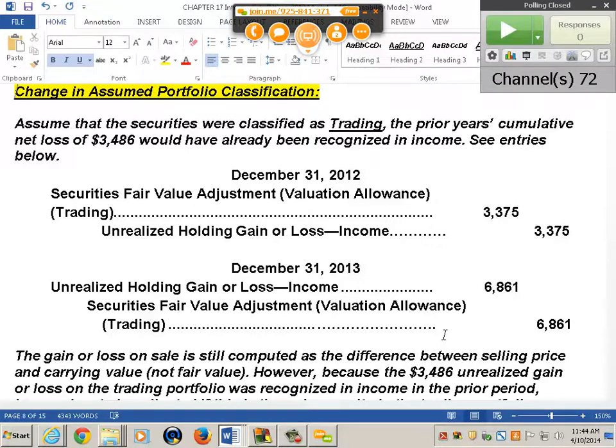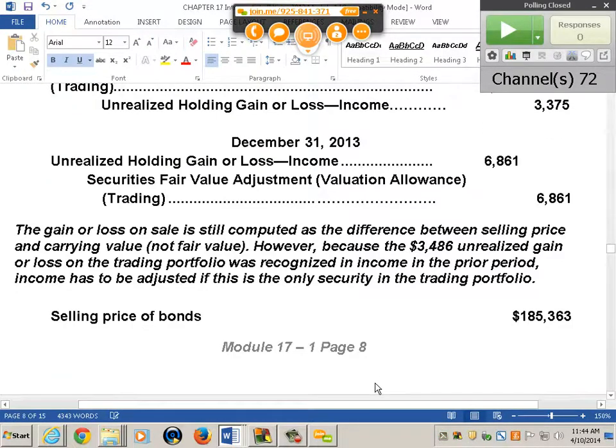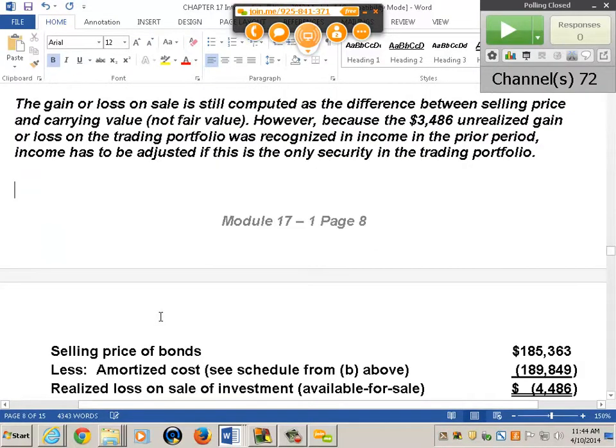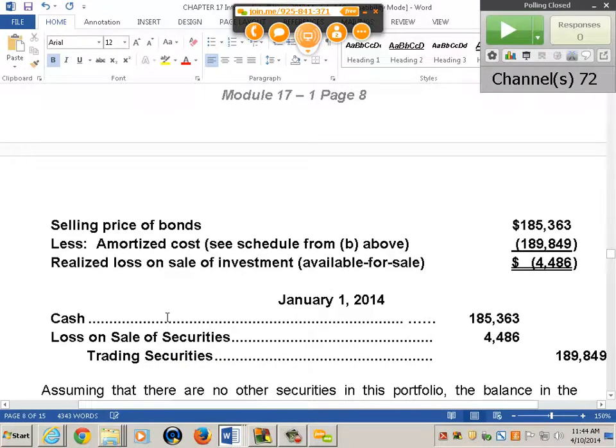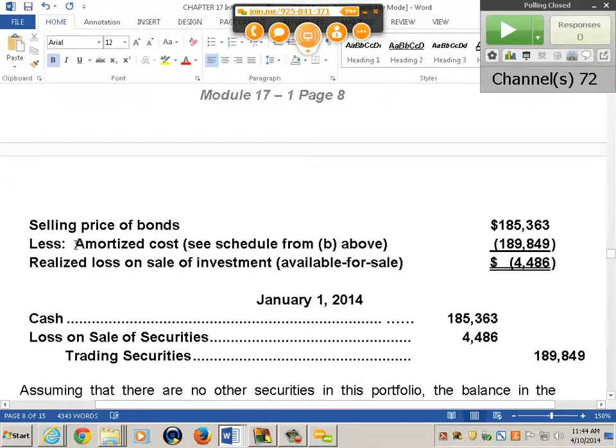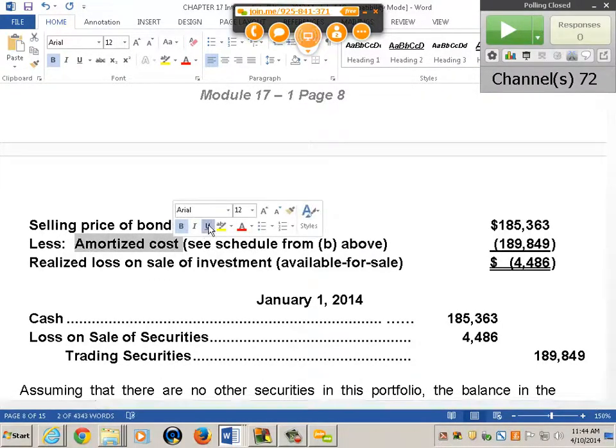Now, what about the sale? Well, here's where we're going to run into a little bit of a problem because the sale's going to be the same. I mean, we're selling it based on cost. So again, you don't refer to the allowance account here at all. It's amortized cost, so that you don't refer to the allowance.